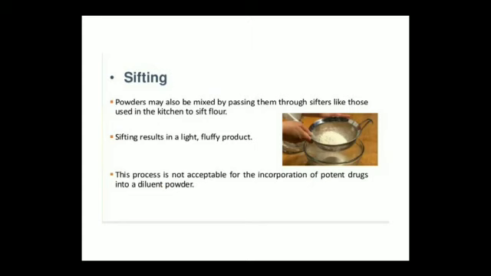The third method is sifting. This method is most commonly used in households using sifters. Powders may also be mixed by passing them through sifters like those used in the kitchen to sift flour. By this process we obtain a light and fluffy product. This method is not useful for incorporating potent substances.